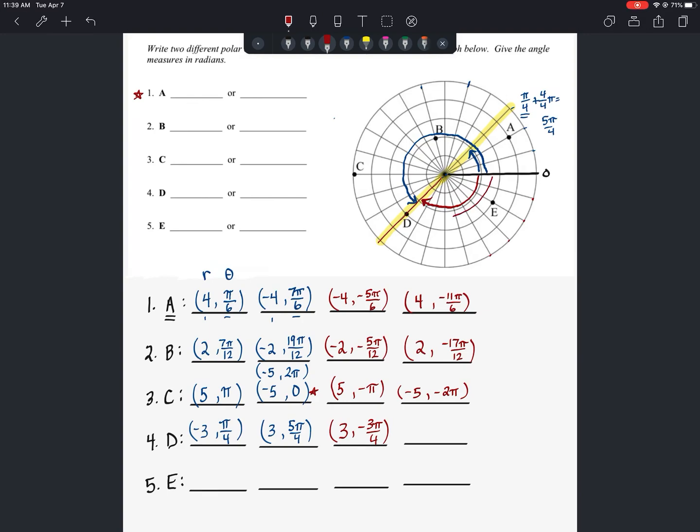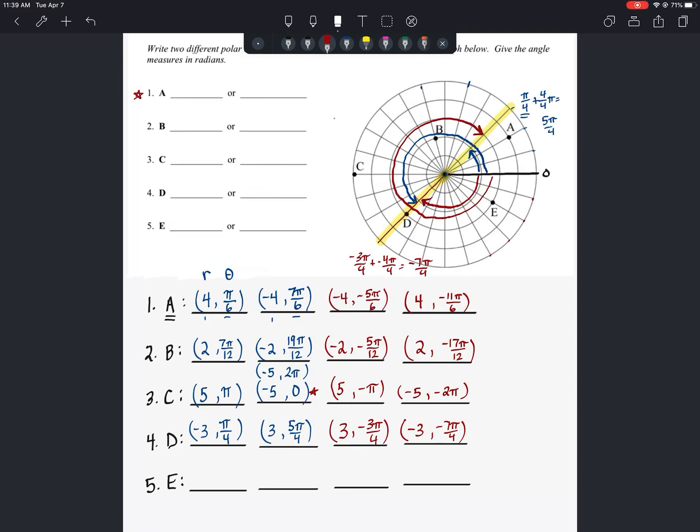And then when we take it and rotate it all the way around the circle this way, if we were at negative 3 pi fourths here, and we add a negative 4 pi fourths, we should be at negative 7 pi fourths. So that is our angle, negative 7 pi fourths. And because D is on the opposite side there, we know that it has to be a negative radius, so negative 3.